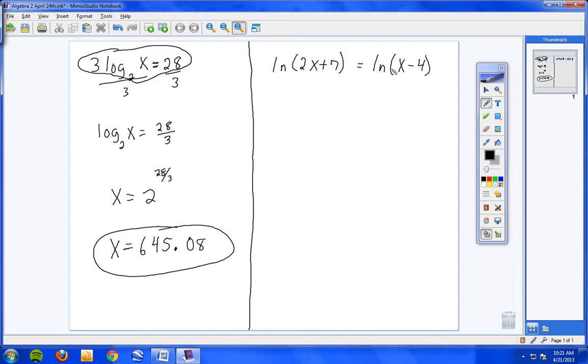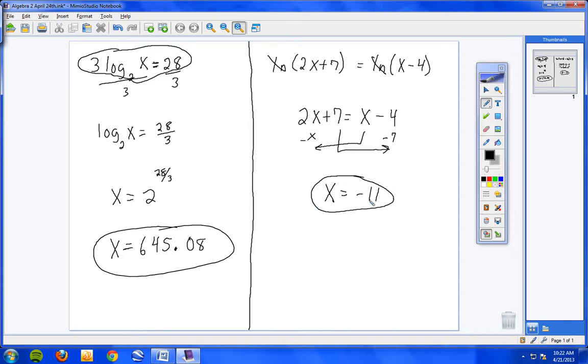Step 2 says, after you've done step 1, to cross off your logarithms and set the arguments equal. So 2x plus 7 equals x minus 4. Well, I'm going to bring this x over and make it a negative x. I'm going to bring this 7 over and make it a negative 7. So 2x minus x is x. Negative 4, negative 7 would give you a negative 11. And you know what? This is a pretty good problem. After all, I bet some of you forgot to check your answer.